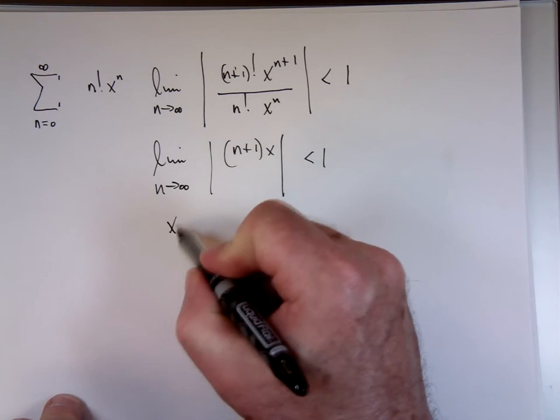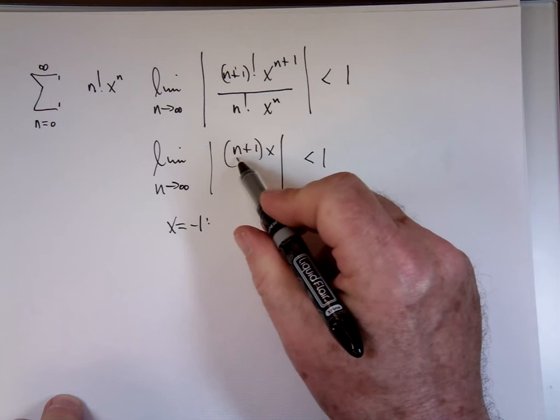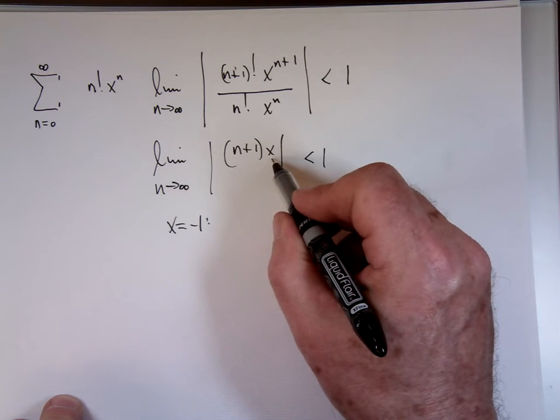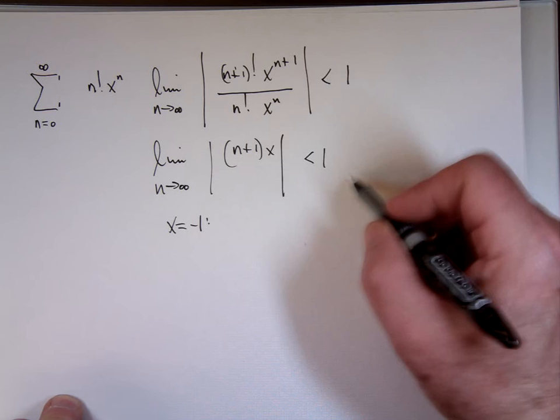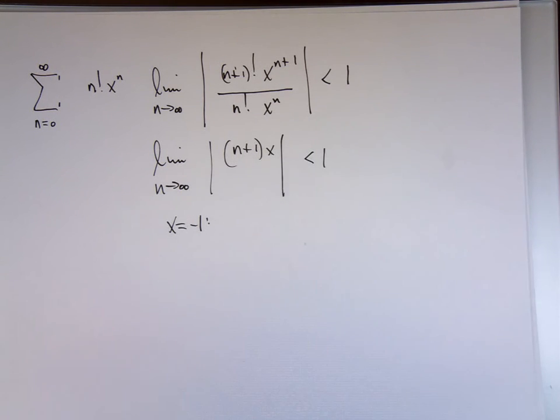You had a negative 1 here. That's going to go to negative infinity, not less than 1. Okay? It doesn't exist. Negative infinity simply doesn't exist. I mean, it's not a real number, so the limit doesn't exist.